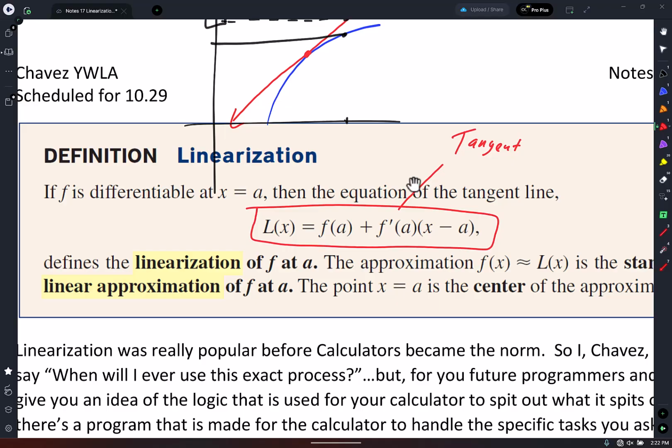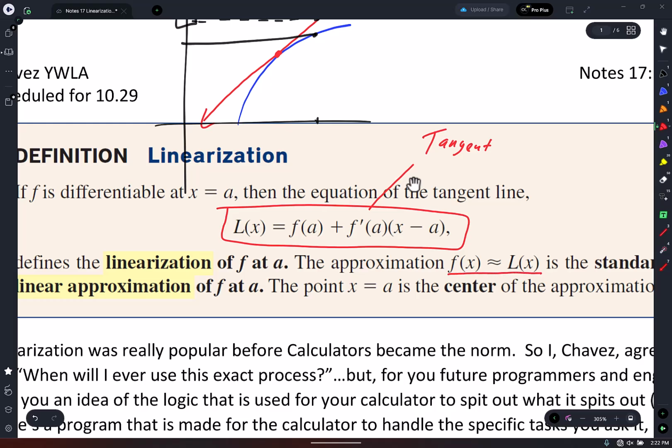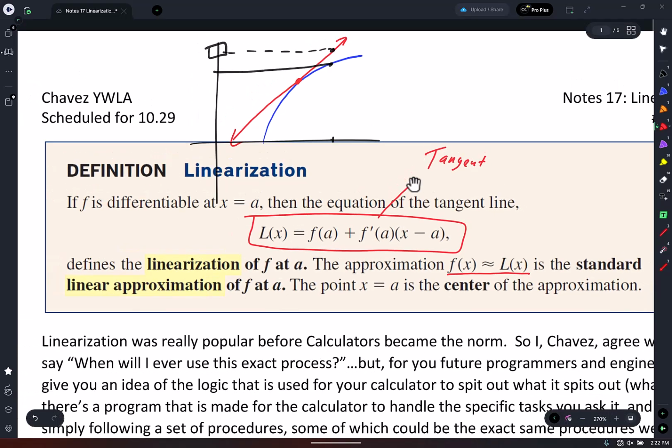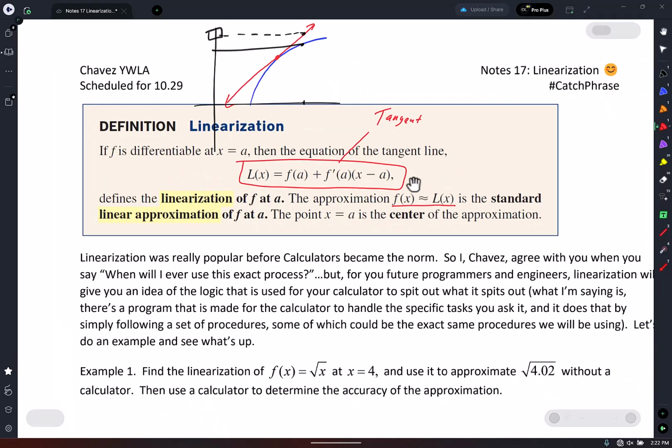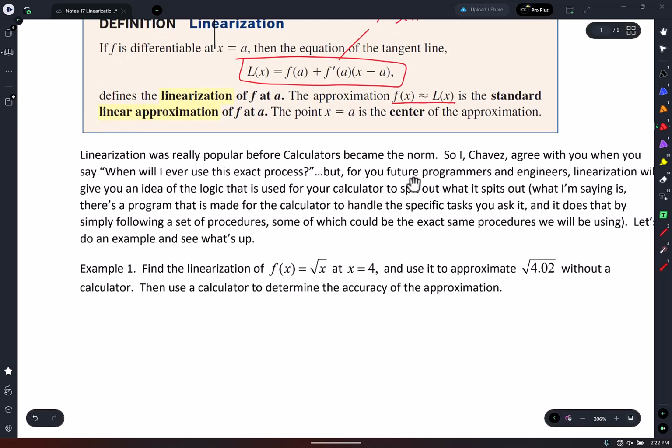It defines the linearization of f at a. The approximation f of x is very close, or approximately L of x, is the standard linear approximation of f at a. The point at x equals a is the center of the approximation. Okay. Does that make sense? Maybe it doesn't make sense yet. Maybe you want to see a visual. Let's see a visual. So look at this.